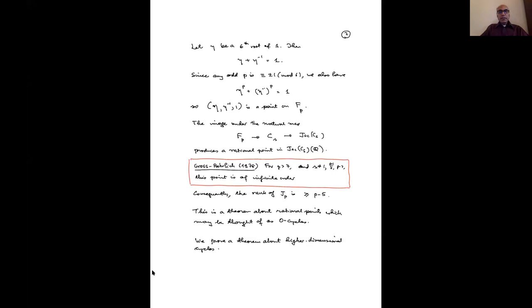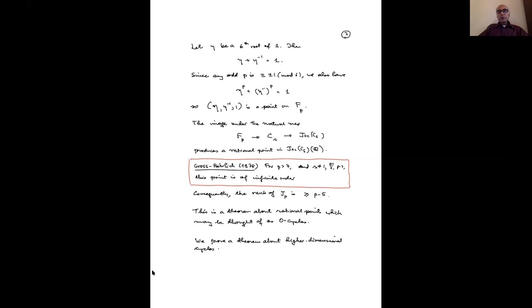Okay, this is a theorem about rational points. Now, of course, rational points are of great interest in number theory because you can think of them as solutions to Diophantine equations. When we started out, we had an equation of something, usually a curve or a hypersurface, and you ask for rational solutions for that equation. That's the question of rational points on there. But now we've gone to rational points on something more abstract, an abelian variety.